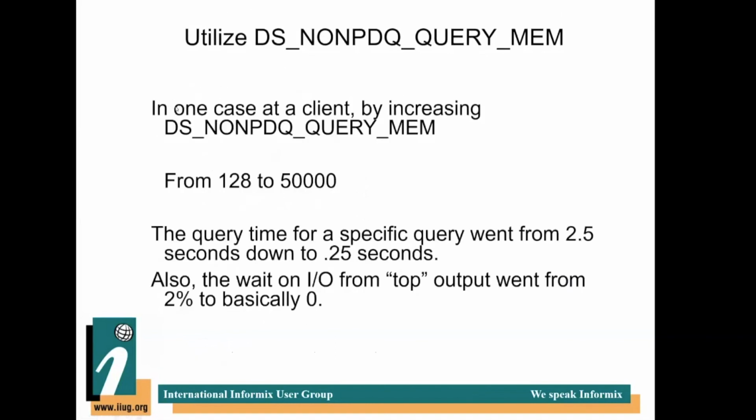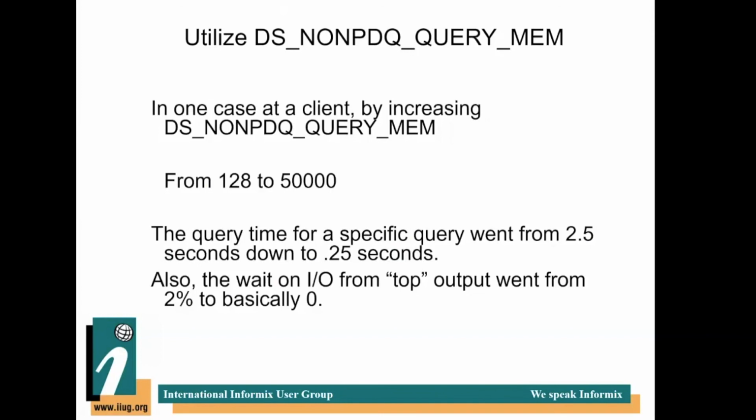Now, in one case, I had a client, by increasing the DS non-PDQ query memory, initially it was just set to 128, I set it to 50,000. There was a query that went from 2.5 seconds down to 0.25 seconds. And this query was optimized, the correct index was being used and so forth, but by setting the DS non-PDQ query memory to a higher amount, it was actually able to do it in memory. Also, the wait on I/O from top went from 2% to basically 0. So it made a big improvement.